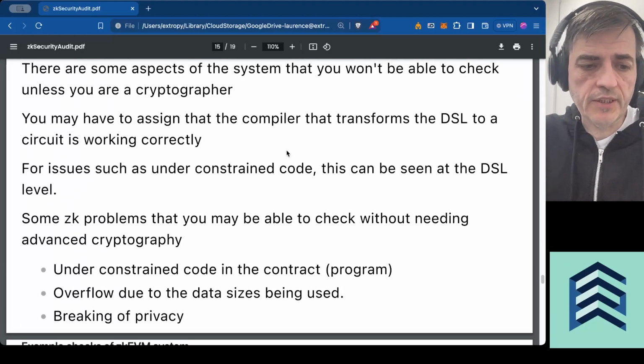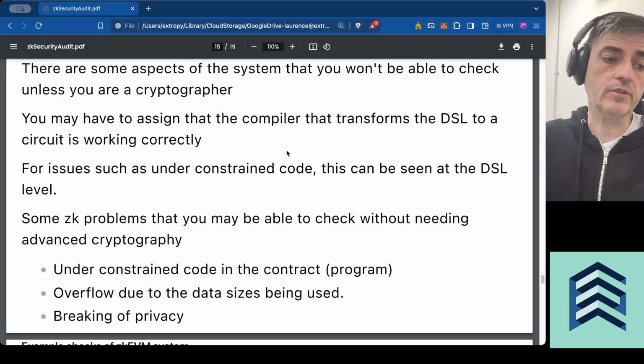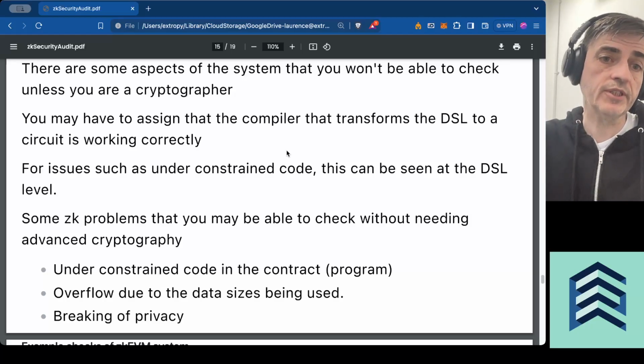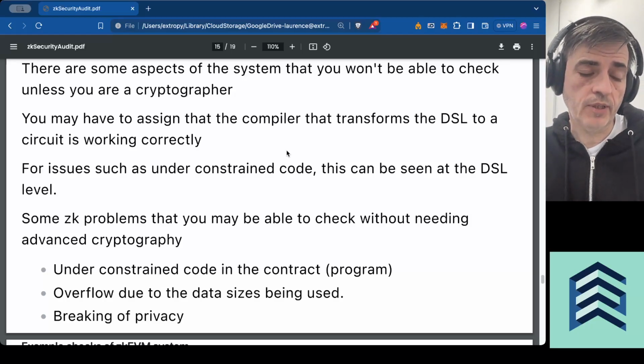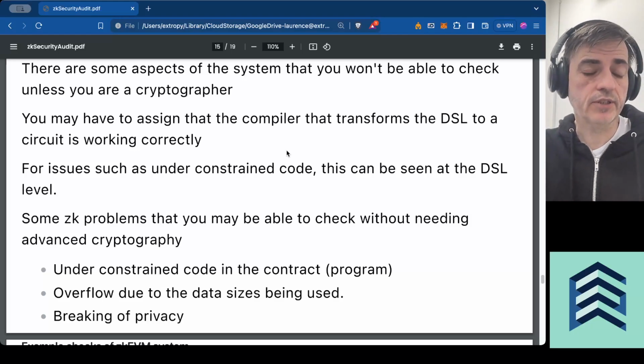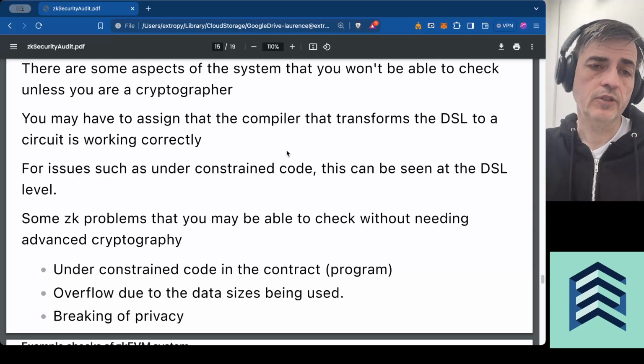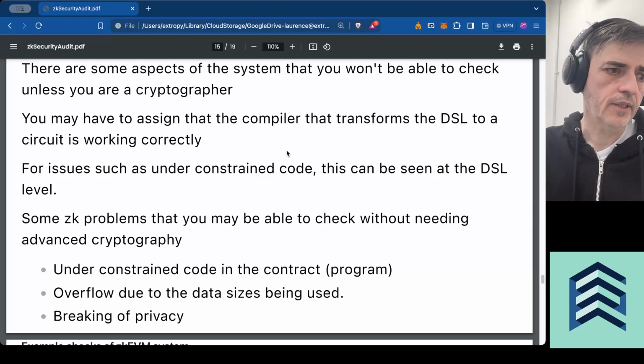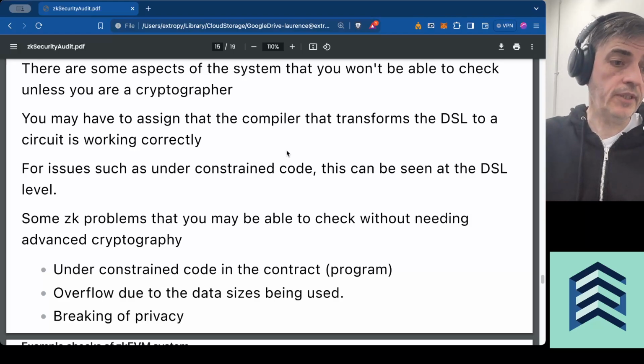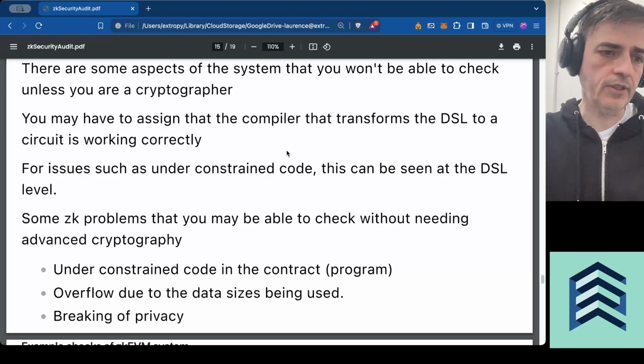It may well be the case that you're going to assume that some things are working correctly. So, for example, you may have to assume that the compiler that takes the high-level code, the DSL, and turns that into a circuit is working correctly, which obviously could be incorrect, but then you would have to say in your report that this is one assumption that you are making.